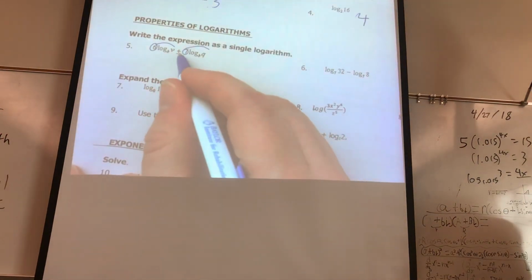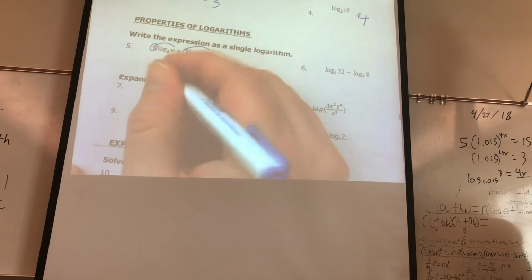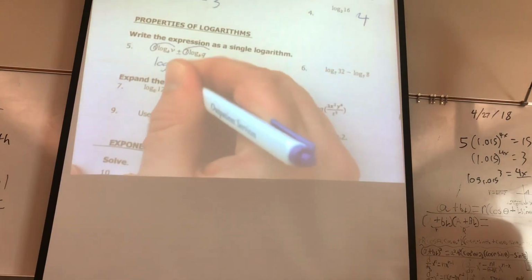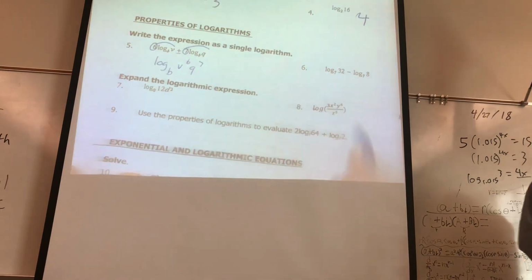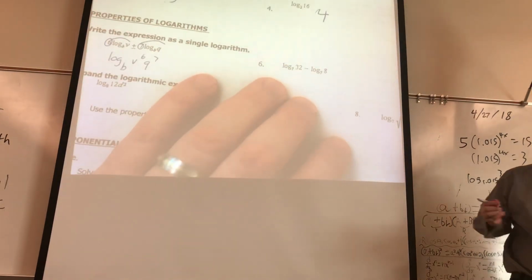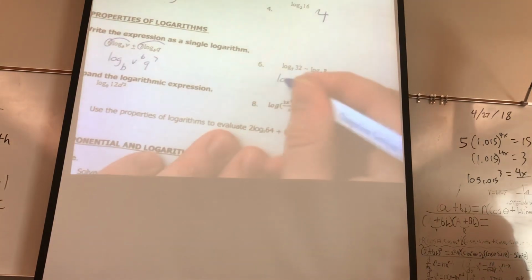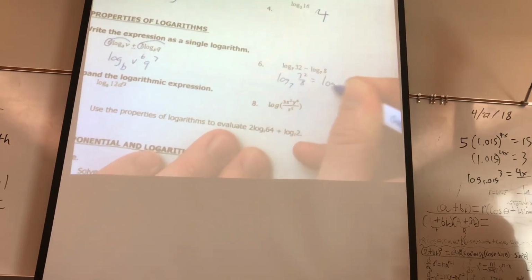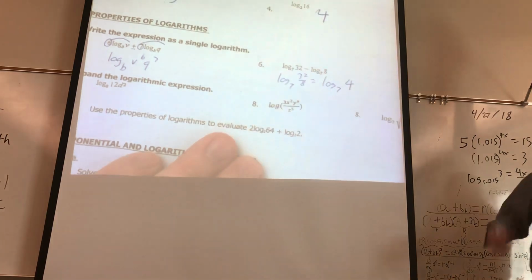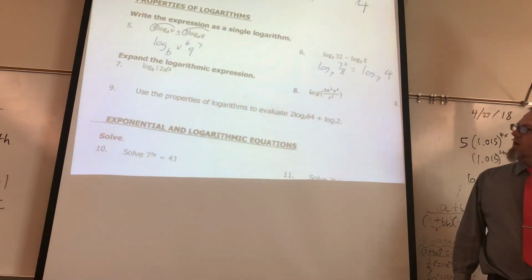And then I'm adding, so I'm just going to put them together because that'd be multiplying. That's log base b of v to the 6th, q to the 7th. On this one, we are subtracting, so that's dividing. That would be the log base 7 of 32 over 8, which would be the log base 7 of 4. If you can reduce, you always reduce.